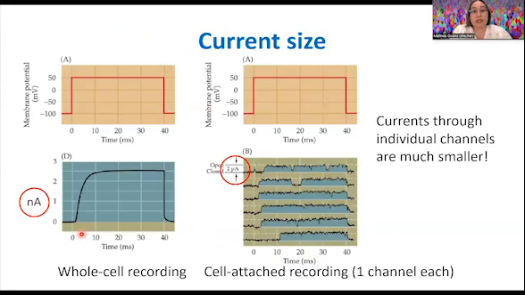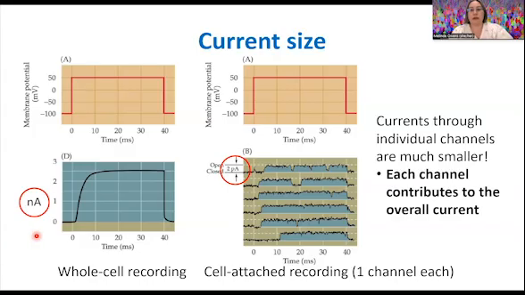You can also see that the size of the current is very different. The whole cell current is in nanoamps. The individual currents are in picoamps. So this is more than 1,000 times as large as the single channel current. And that makes sense, right? You might have more than 1,000 of these channels. And so when they all act together, this is the current that you get. So yeah, each channel will contribute to the overall current when it's open.